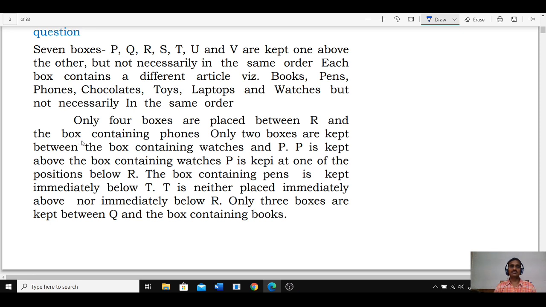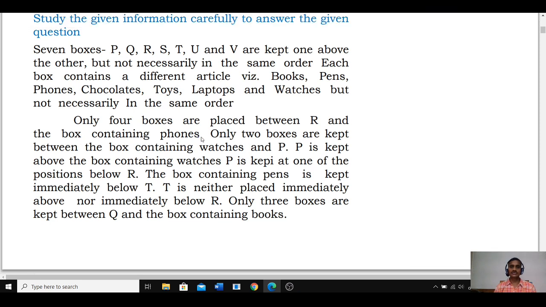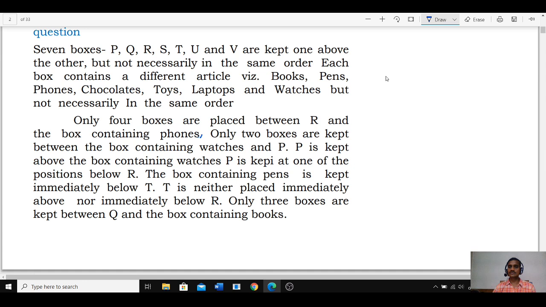4 boxes are placed between R and phones. There are 4 boxes between R and phones. Now this is 1, 2, 3, 4, and phones will be here. Phones. Altogether how many boxes is that? 6 boxes are done here. R can be first, or phones can be first. If phones is here, then 1, 2, 3, 4, R will be here.